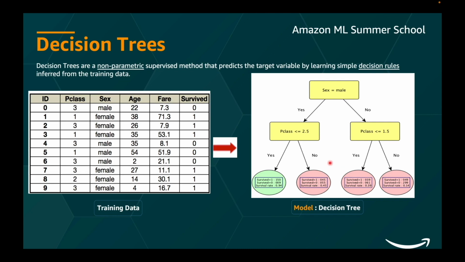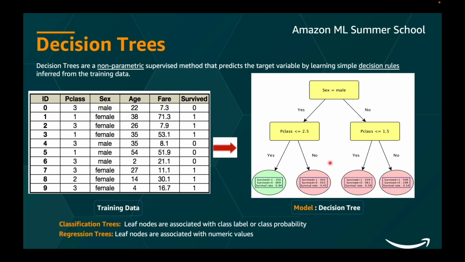So over here we've had an example of a simple decision tree. It only has 2 levels. It's only using 2 different features, right? At the top it uses the gender feature, and you'll have to notice that after it's made a decision based on gender, it can't make another decision based on gender, right? It has to choose a different attribute to make a decision based on. Over here we've seen a classification tree where the leaf nodes are associated with a class label or class probability.